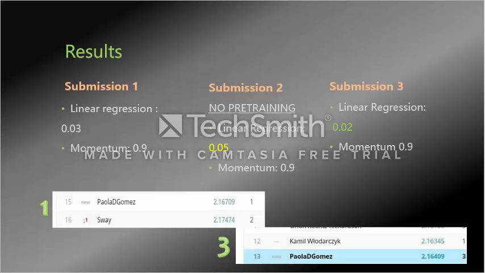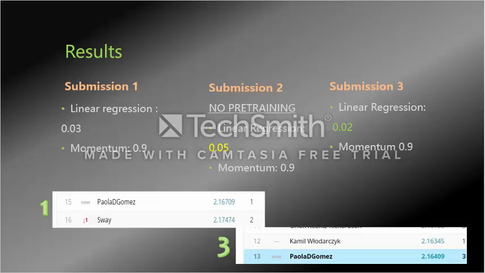Which were our results? Well, the first submission was 0.03, and the second one was 0.05. We changed the linear regression to 0.05, and the third one we changed to 0.02. And without pre-training, we got a really bad result, 2.1754. That's like position number 17. With the first result, we got position 15 and changed the submission to 0.02. We found out we can go 0.003 less, so we improved and got to the 13th position.